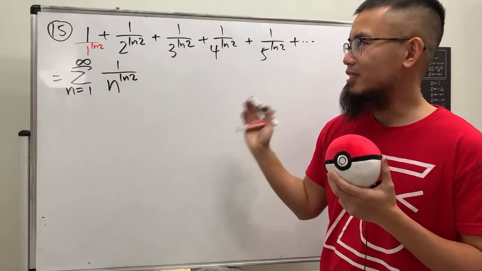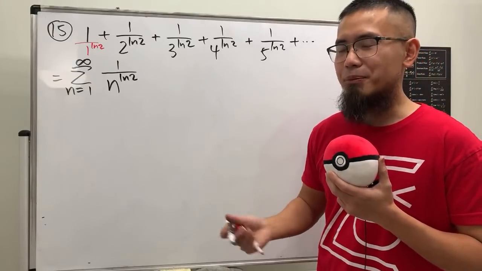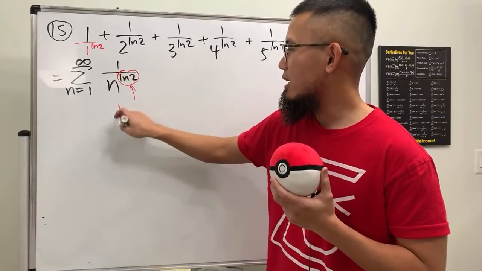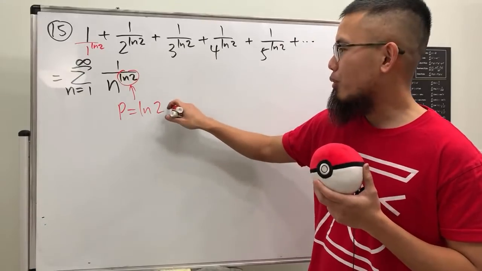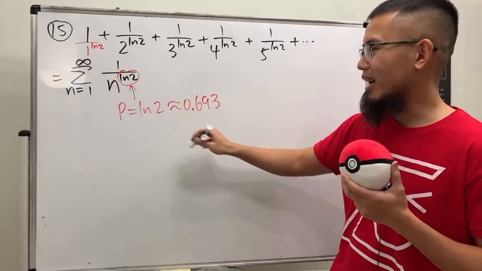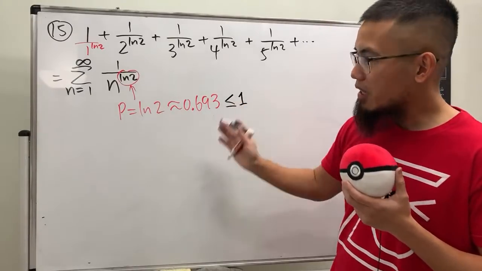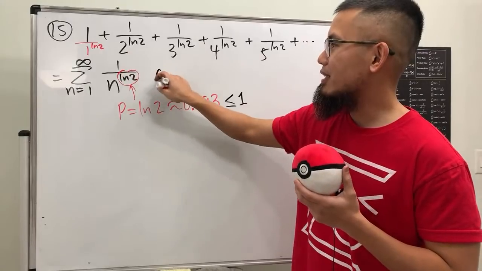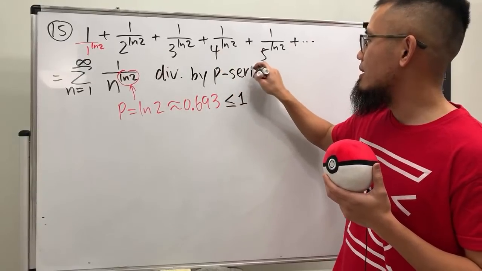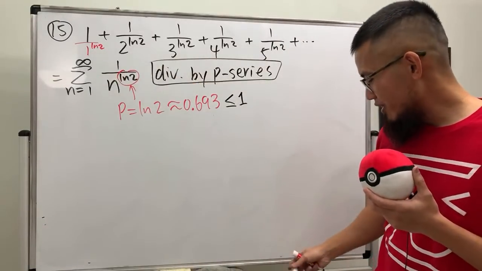Is this series hard or easy? It might look weird, but it's actually pretty easy because it's just a p series. You see, here the p is natural log of 2, which is approximately 0.693. And don't just tell me p is equal to that, but please tell me that this right here is less than or equal to 1. Therefore, we know this series right here diverges by p series. All right, so with that, we are done.